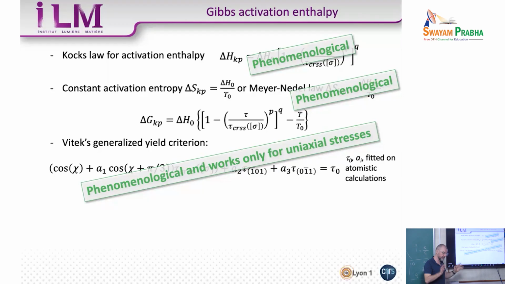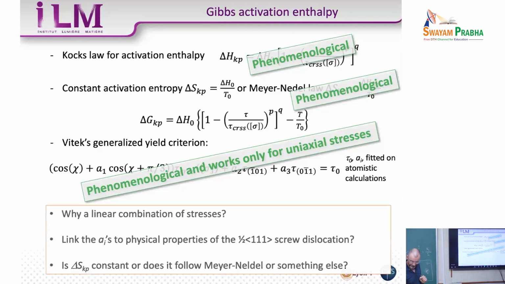And also, and this is something that really should have been stressed by Vitek and the others, this law, as it is written here, only works for uniaxial stresses. It does not work for any stress tensors. And I've seen way too many papers where people have used this law not in uniaxial traction, but in full finite element calculations. And this is wrong. This is physically wrong. Anyway, so starting from this, the questions that we had when we did this work were, for example, why can a linear combination here be used?